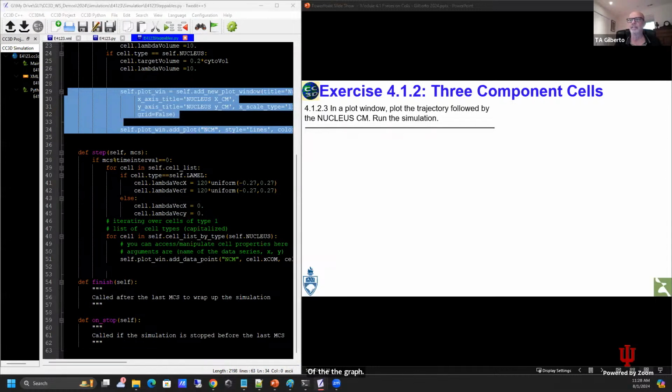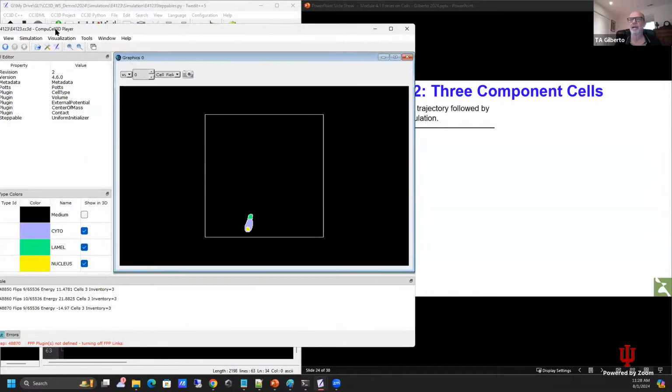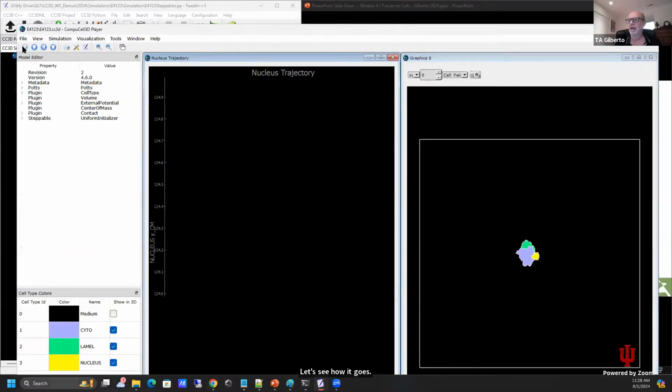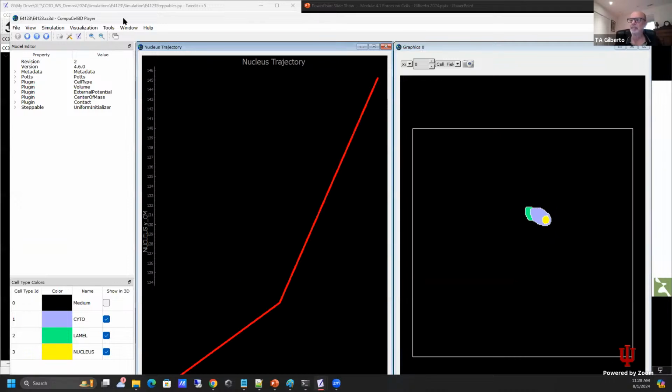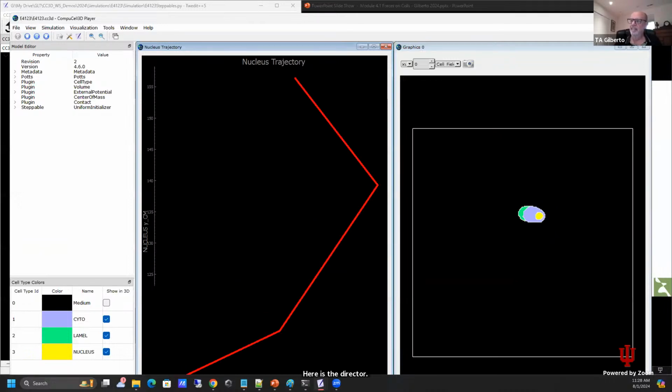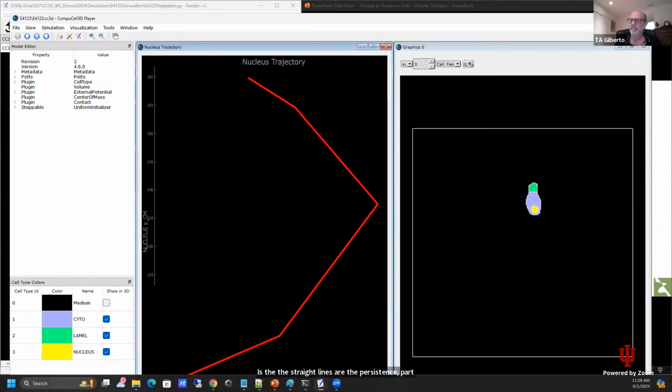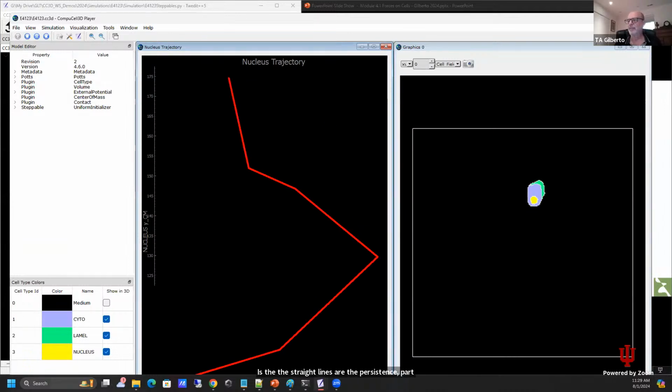Let's see how it goes. Here's the trajectory. The straight lines are the persistent part. The vertices of the trajectory are the random part.